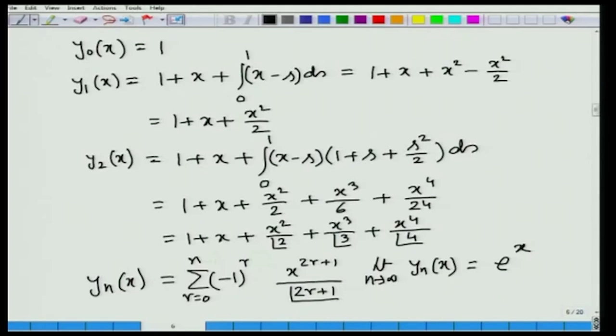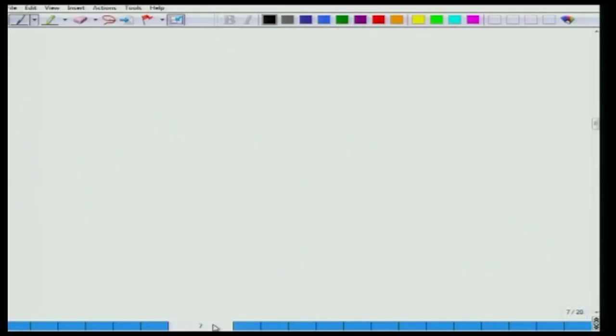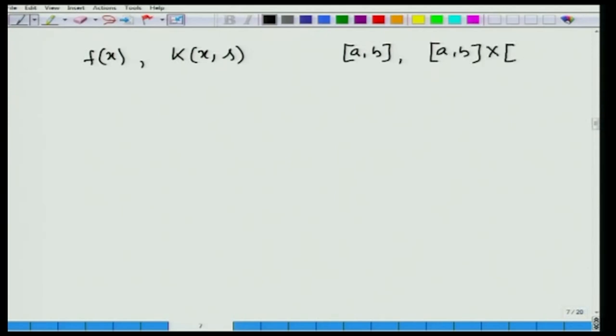Now, we are going to see what is the proof behind the method, that whether always, irrespective of the structure of the function, that means just assuming f x and k x comma s both are continuous, it will be possible to prove that this type of approximation always converges uniformly to a continuous function or not. Now, for this purpose we start in this way: we are assuming f x and k x comma s both of them are continuous over the domain a comma b and a comma b cross a comma b.